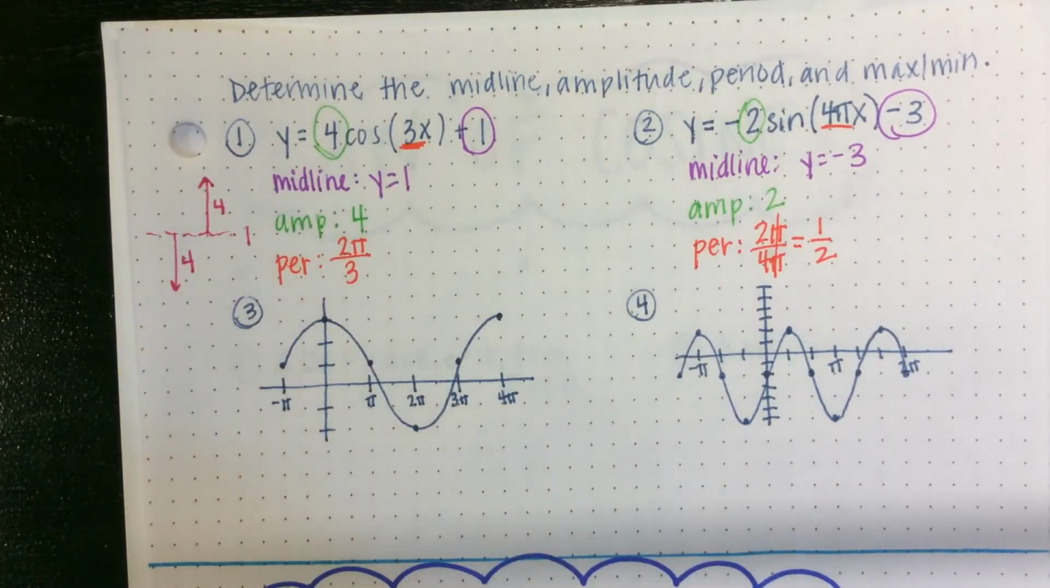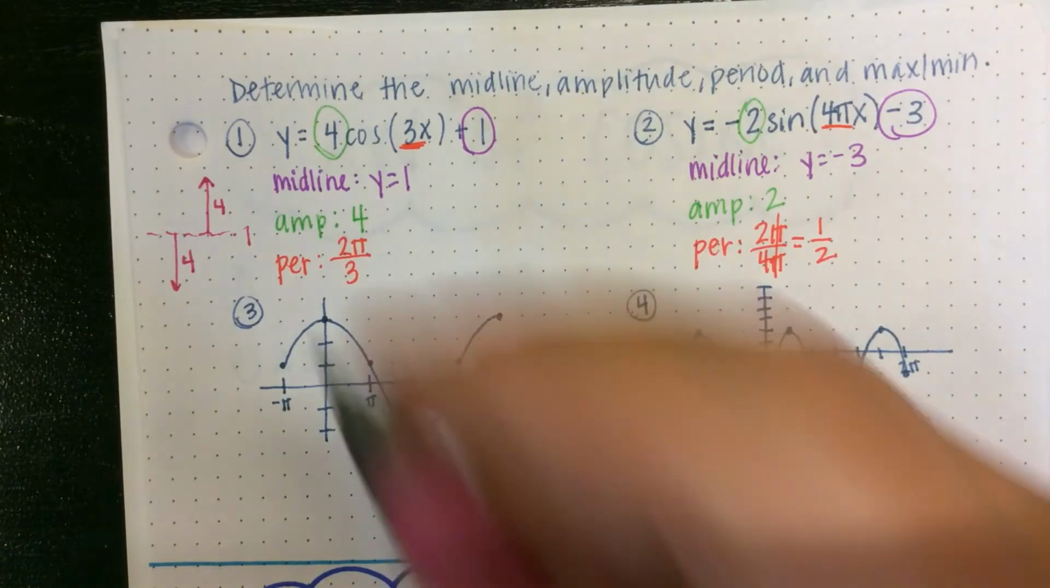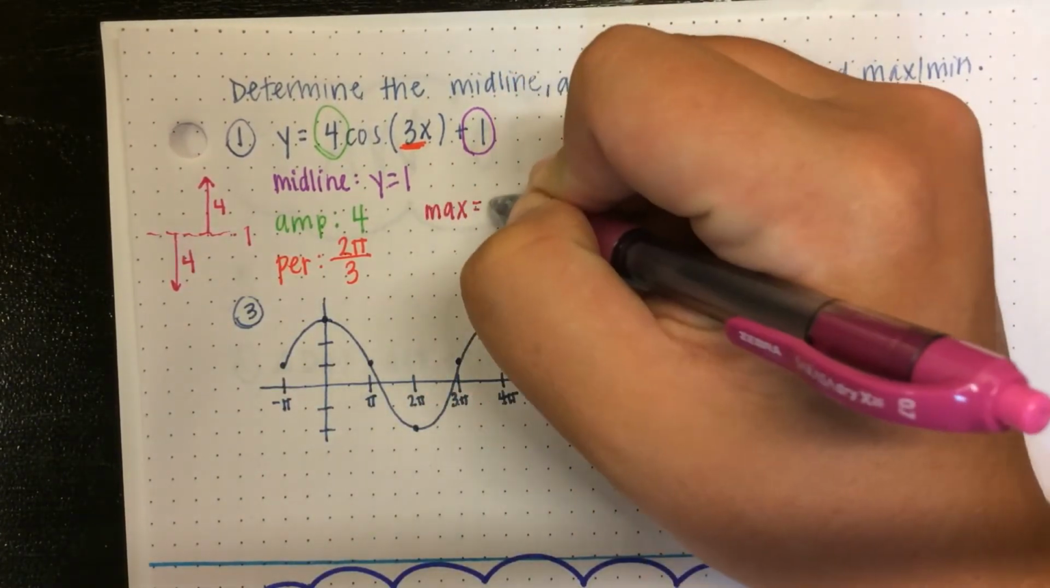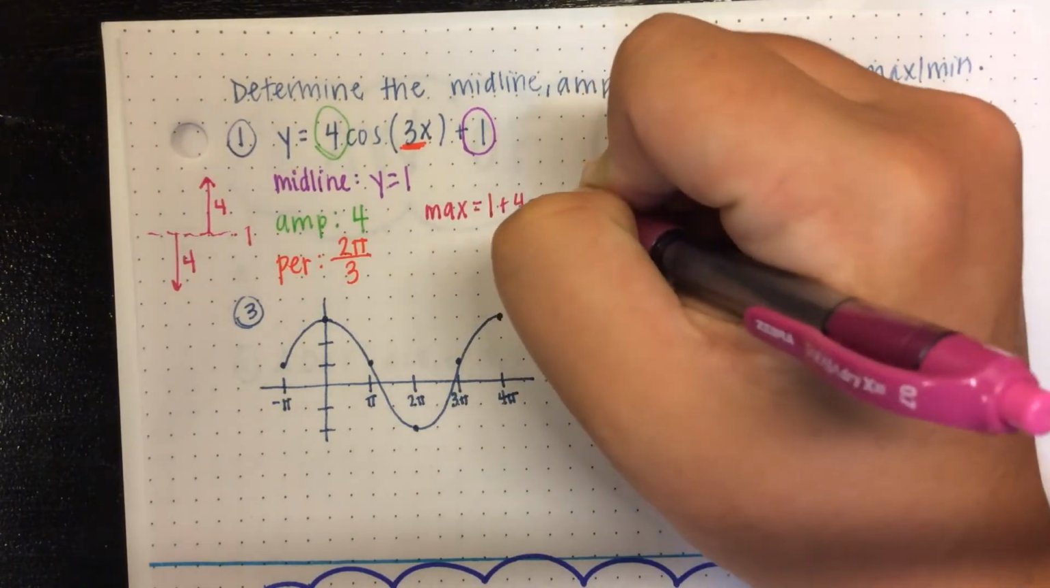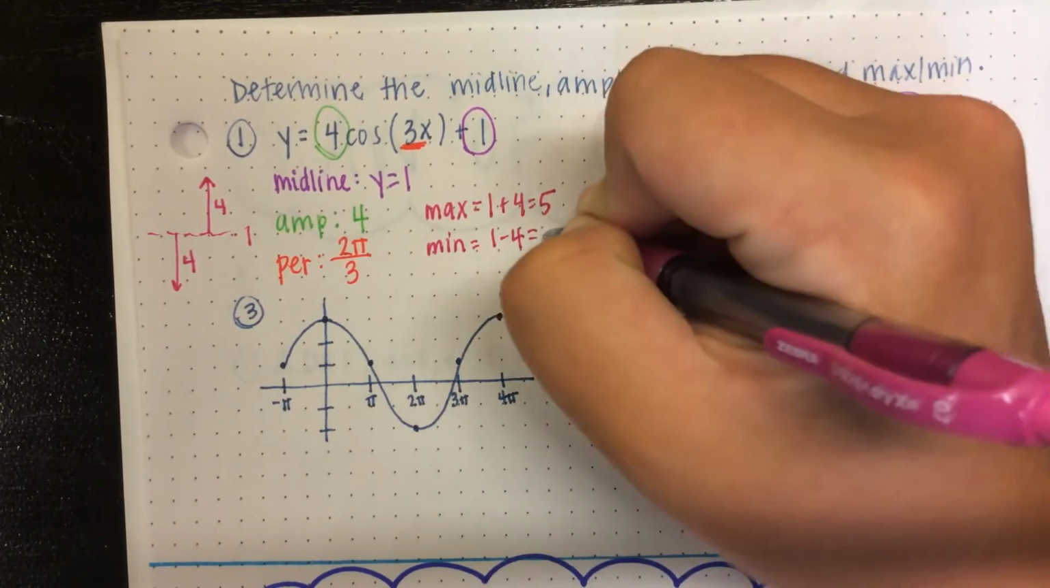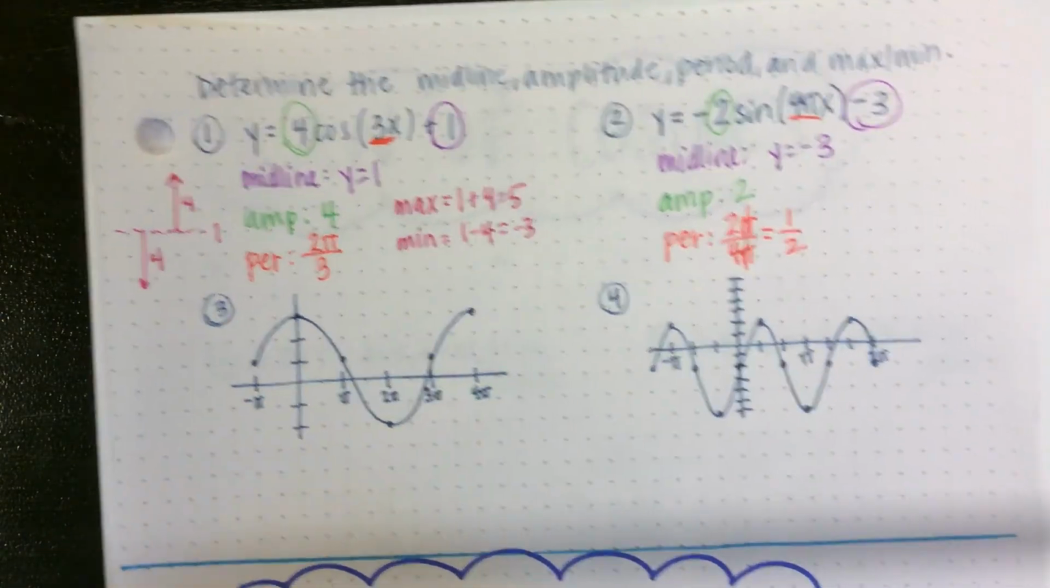So to find your max and min, you're going to add and subtract the amplitude from the midline. So my max is going to be 1 plus 4, which is 5. And the min is going to be 1 minus 4, which is negative 3.